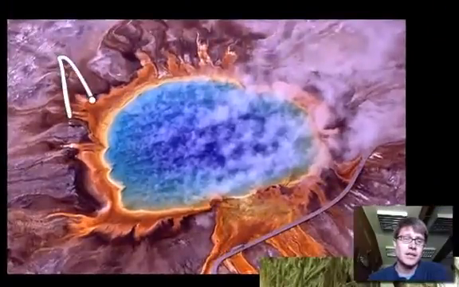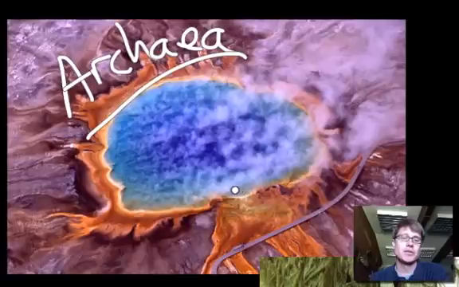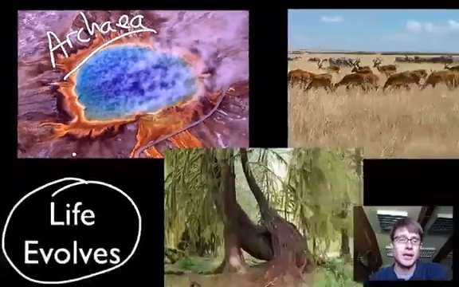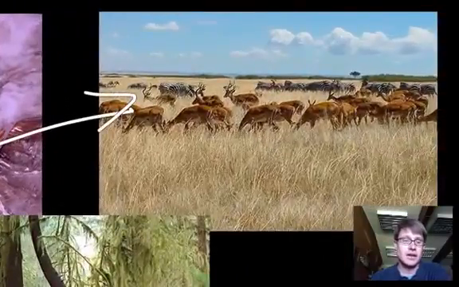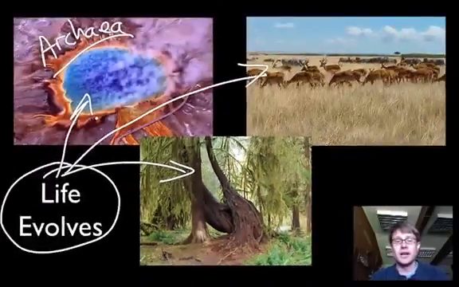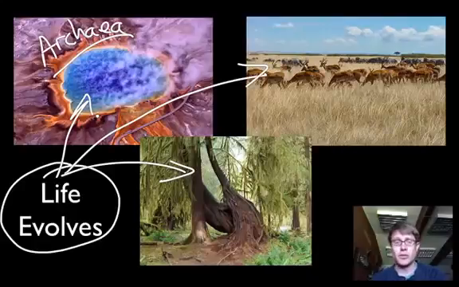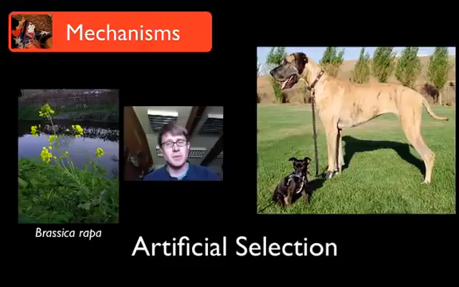And so archaea live here in the hot pots of Yellowstone Park, and they look very similar to what the first organisms on our planet probably looked like. But the archaea that live here and the animals that live in the savanna and the forest, all of these things, all life came from one common ancestor, and they got to be the way they are through a process of evolution. So let's talk specifically about the mechanisms by which that occurs.